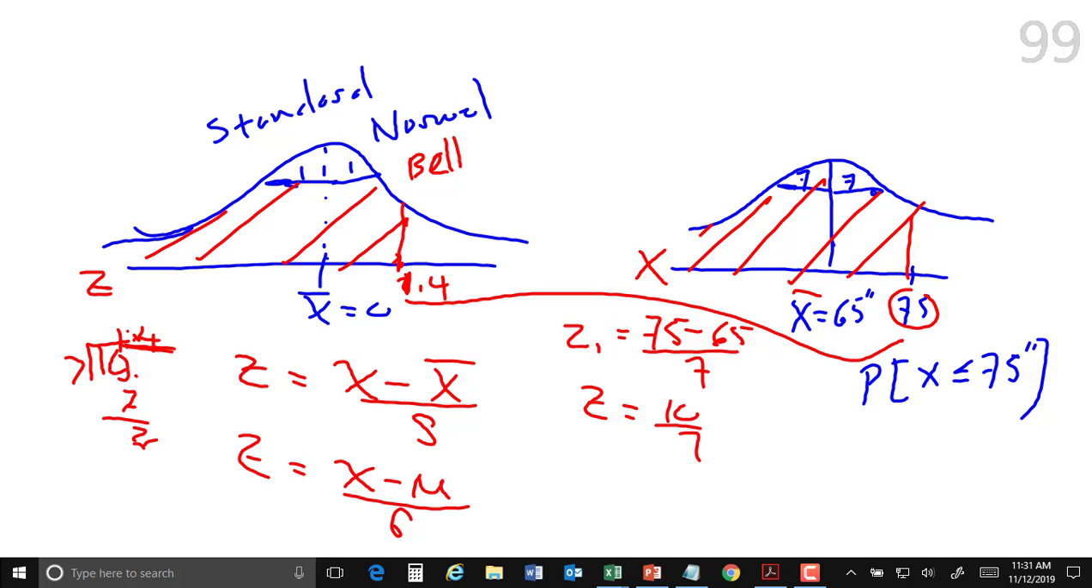Now I can answer this question by answering this question: what is the probability that the random variable Z is less than or equal to 1.4? That area will be the same as answering that question, because we translated it over to a Z. Do you Z? That was a zoke. That was a zoke.